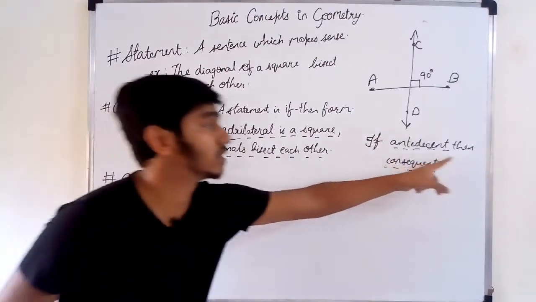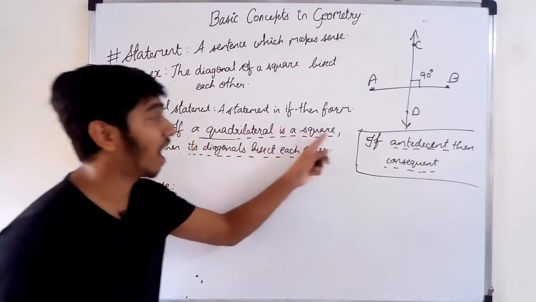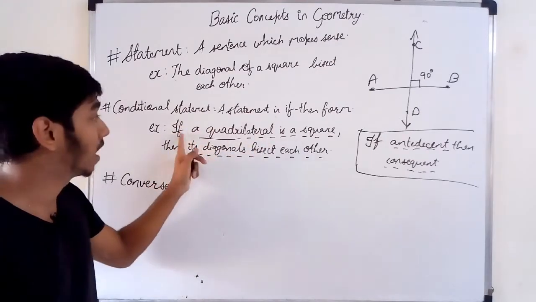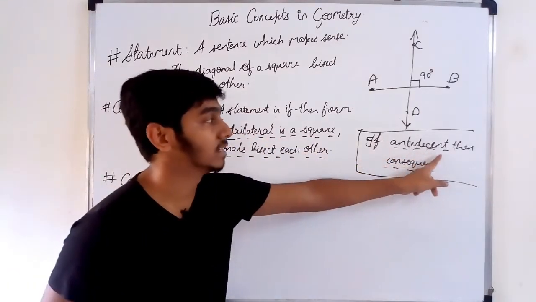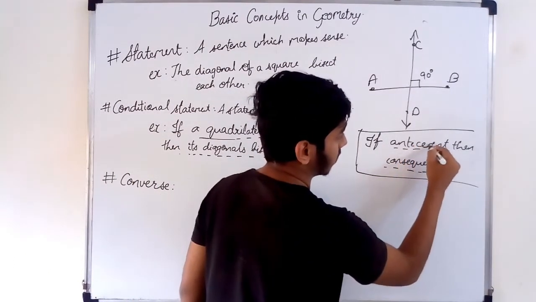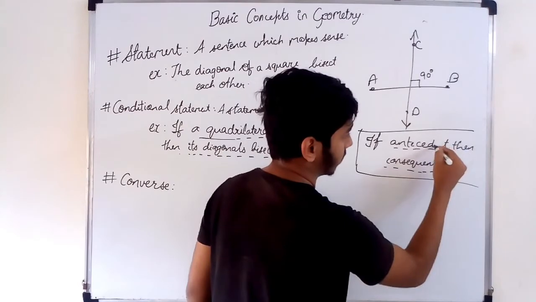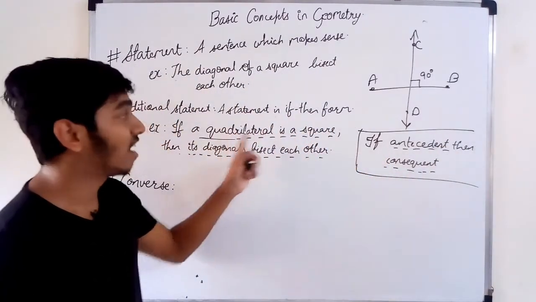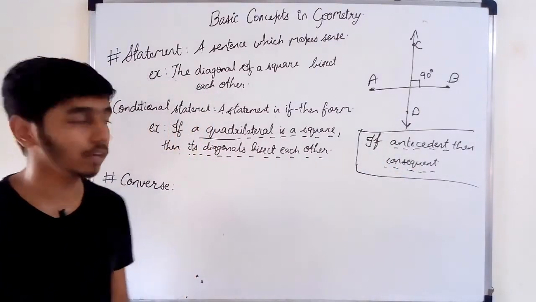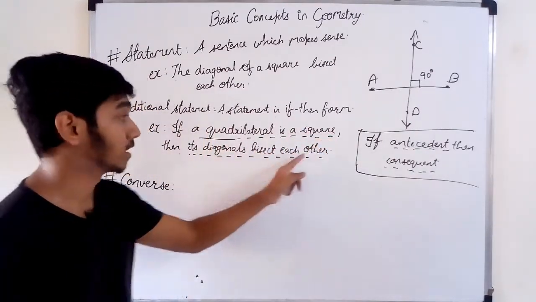Okay, so this is how it's written. If, and the part after if, before then. The part after if is called the antecedent. Okay, so the part after if is called antecedent and the part after then is called consequent. So this is how you write the conditional statement, and this part is antecedent and this part is consequent.